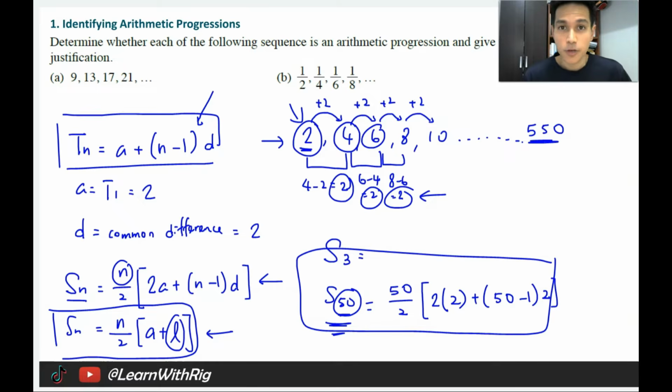Alright, so that's all you have to know for arithmetic progression. Don't worry, we'll do more examples and you will understand the formulas better.